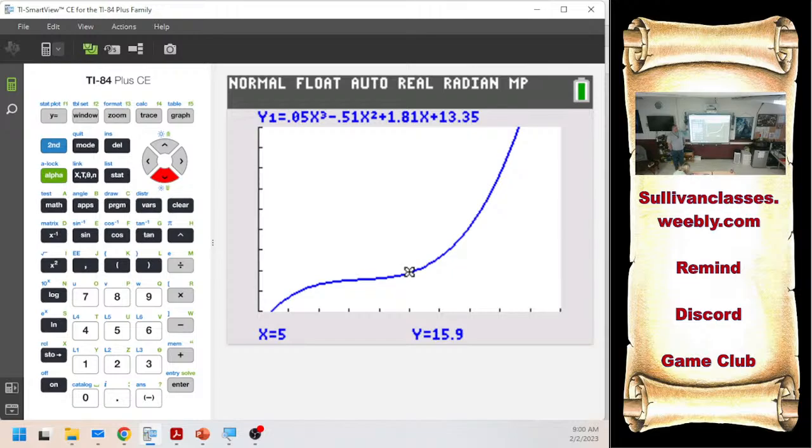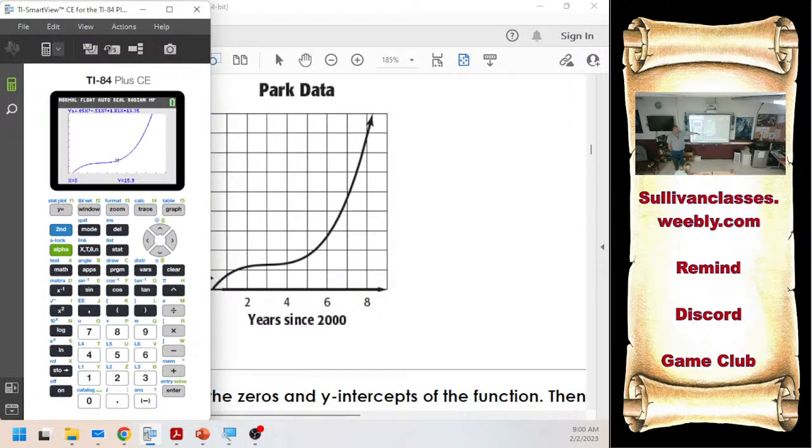What do I change the window to? The same. 0 to 10, 0 to 23, or because of that little lightning break, we did 14 to 23. Okay, so I can trace out 6. It says 16.65. There were 16 and one really short person visitors in this park.